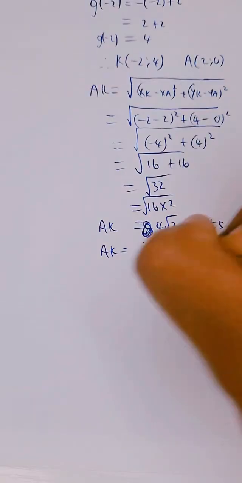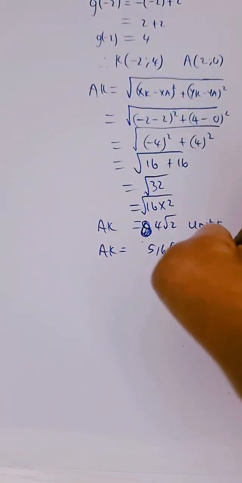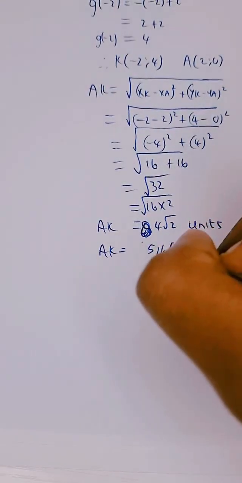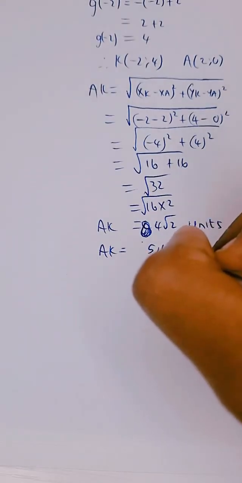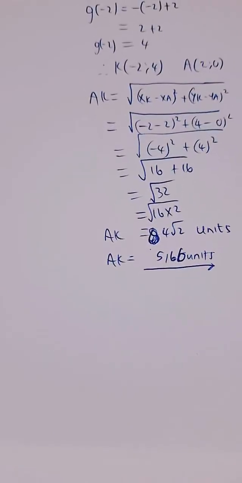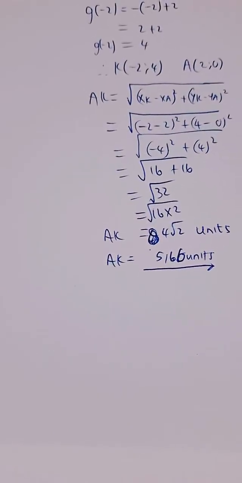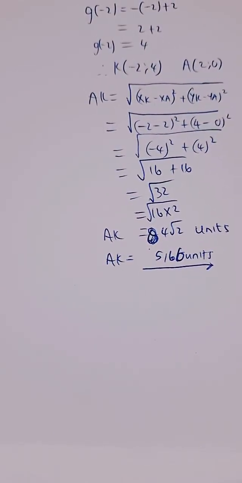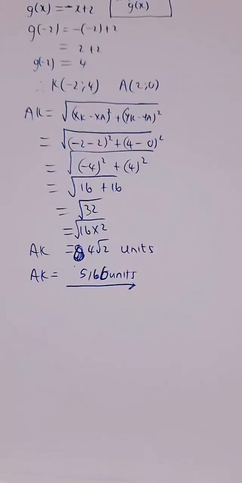5,66 units. But I think they'll be fine with us leaving it in set form. It's just that, you know how they say, leave all answers rounded off to 2 decimal places. Guys, that's that question. That takes care of that question very nicely.